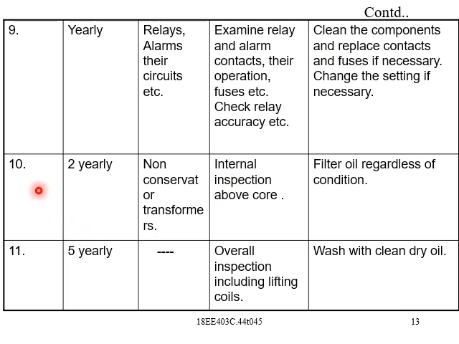And the 10th maintenance is done every 2 years. So, two yearly maintenance. The item to be maintained is the non-conservator transformer. Similarly, if there is no conservator for a transformer, it is a non-conservator transformer, which we find in distribution transformers, not in power transformers. That is why the inspection interval is long, 2 years.